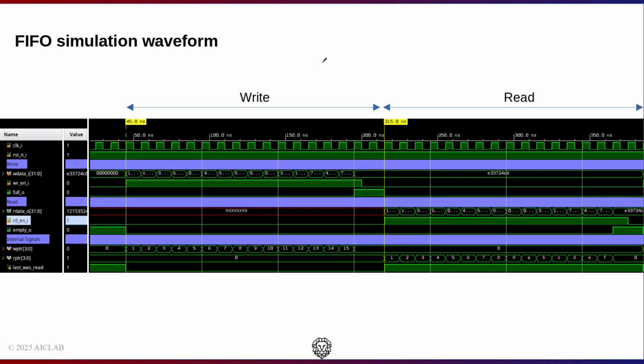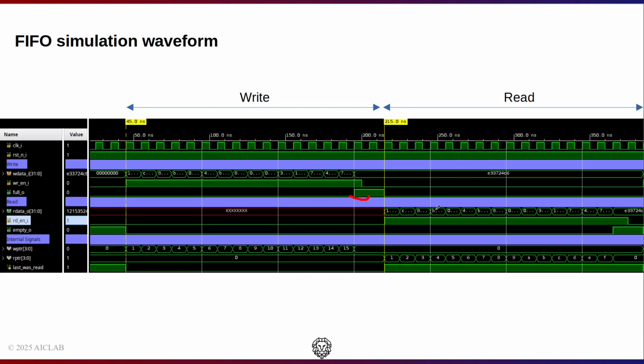Now let's look at the simulation waveform. The simulation is divided into two phases, write and read phase. Initially, the full flag is 0 and the empty flag is 1 because the FIFO is empty. Then we start to write to the FIFO. We write 16 data. During the last write, the full flag is set to 1. It tells the writer module that this is the last data that can be written to the FIFO. After that, the FIFO ignores the data because the FIFO is full.